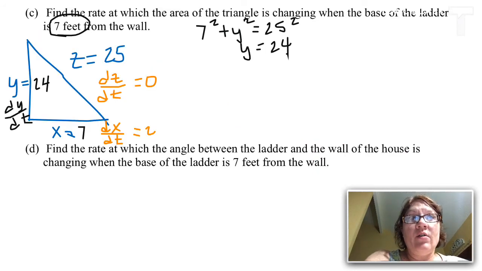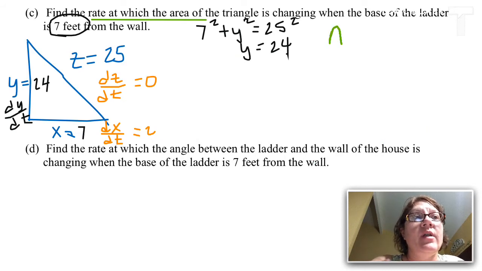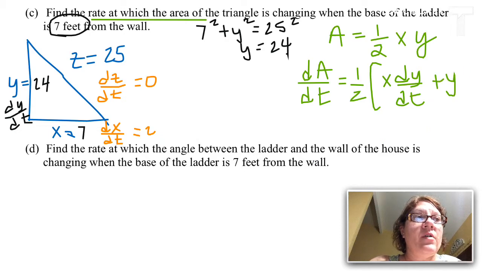Okay, so now paying attention to what it's asking you for, the rate at which the area is changing. So now I need to be using the area formula, and based on how I've labeled my triangle, it would be 1/2 x times y, because that would be base times height. So the derivative would be dA/dt equals, remember that 1/2 is going to hang out in front. Well, xy does their thing, and they've got to do the product rule. So first times derivative of second plus second times derivative of first.